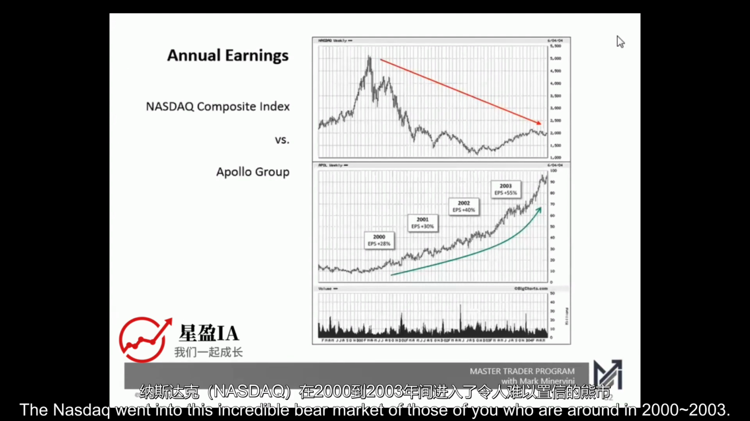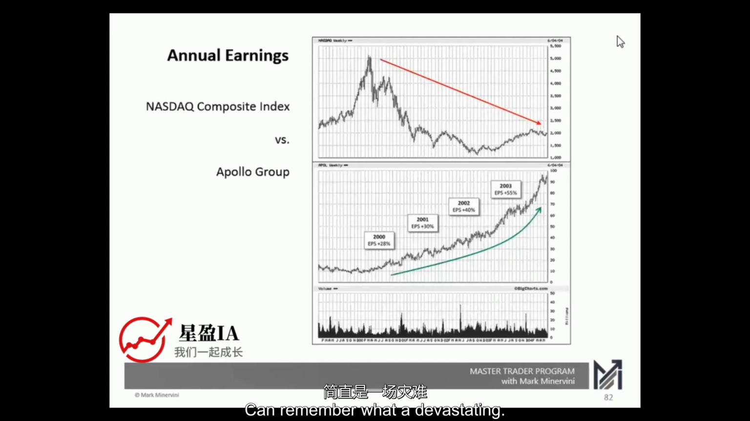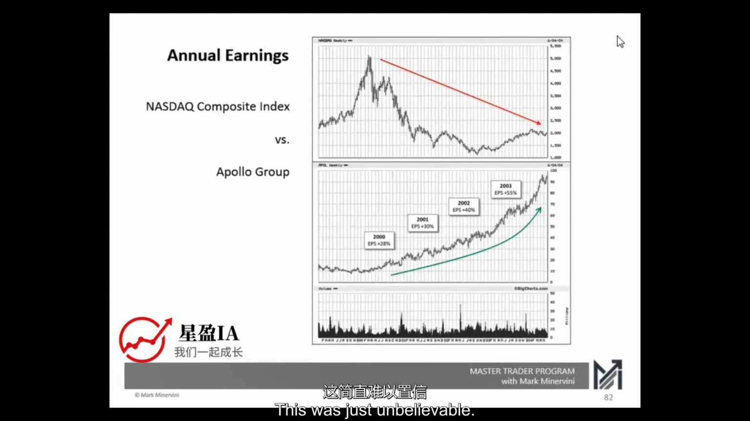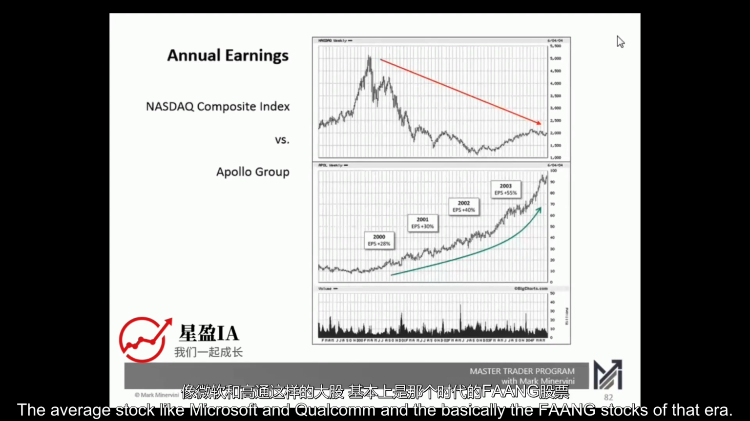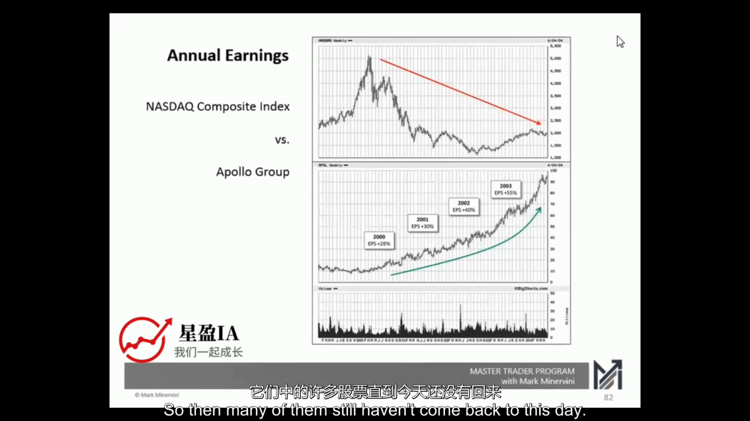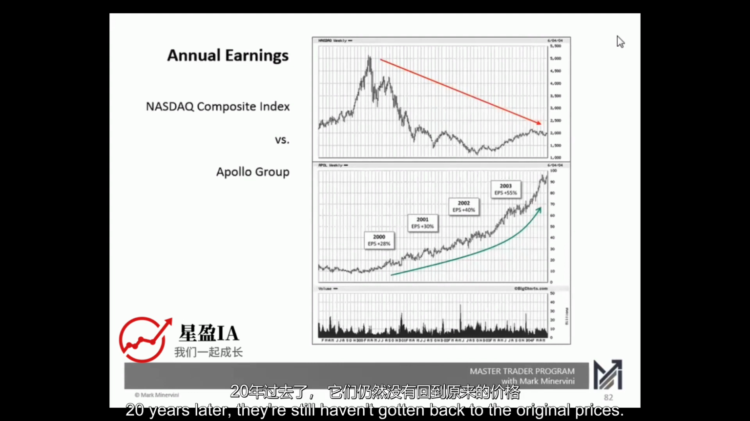The NASDAQ went into this incredible bear market. Those of you who are around in 2000 to 2003 can remember what a devastating time this was, the worst bear market up until that point that I had ever seen. I went through the 87 crash. This was just unbelievable. The average stock, Microsoft and Qualcomm and basically the FANG stocks of that era were down about 85%. And many of them still haven't come back to this day. 20 years later, they still haven't gotten back to the original prices.